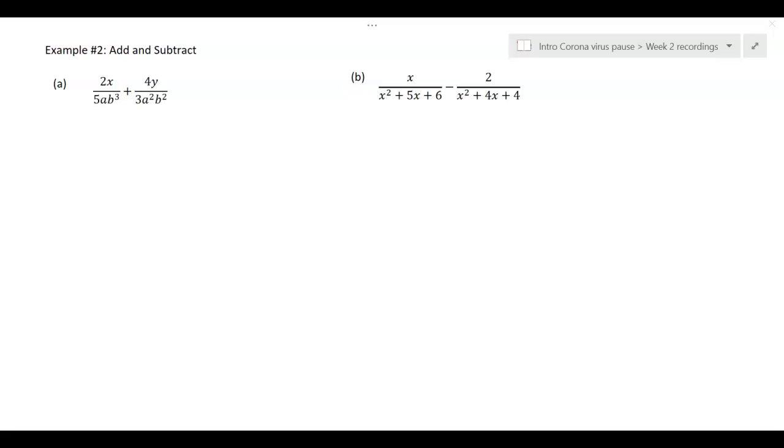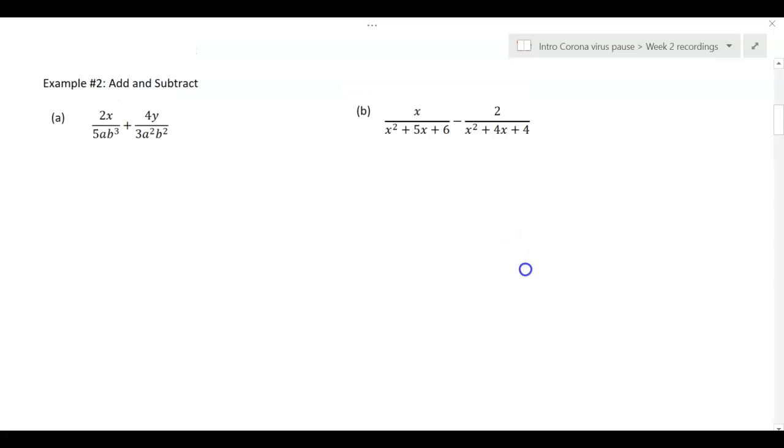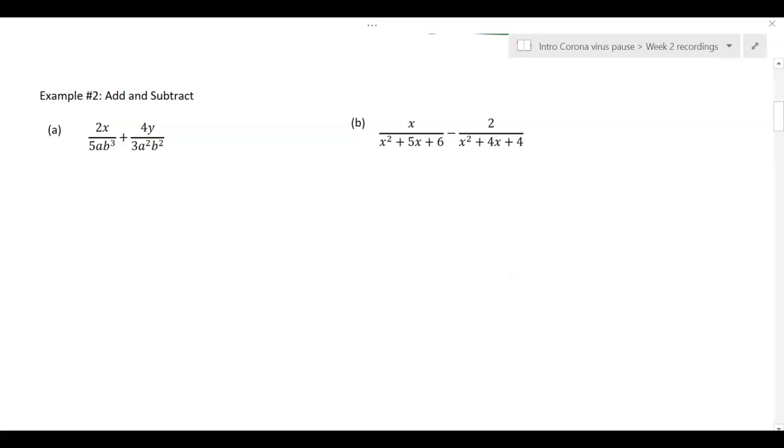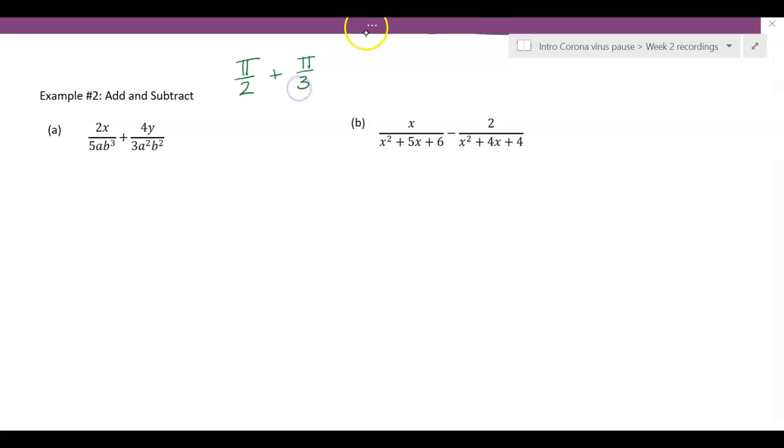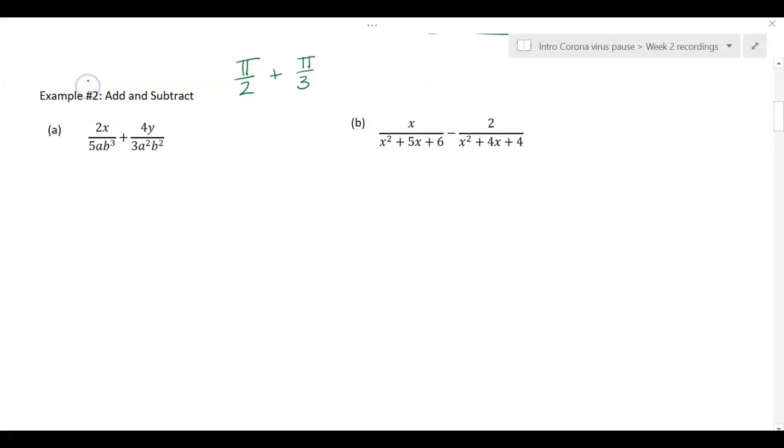Okay, this lesson's going to review more adding and subtracting, which is a little more difficult because remember with simplifying and multiplying and dividing, we said you just multiply straight across. But remember when you add fractions, you've done this a lot in your trig graphs, you'll be trying to add something like pi over 2 plus maybe pi over 3. And we talked about the fact that you need a common denominator.